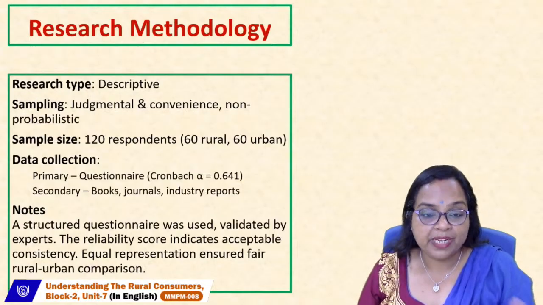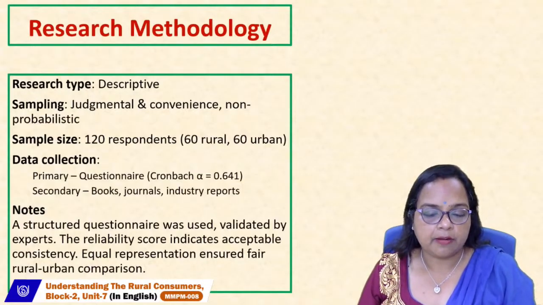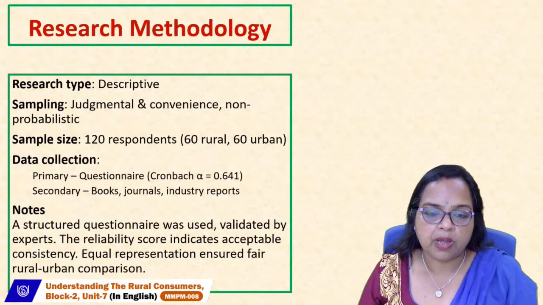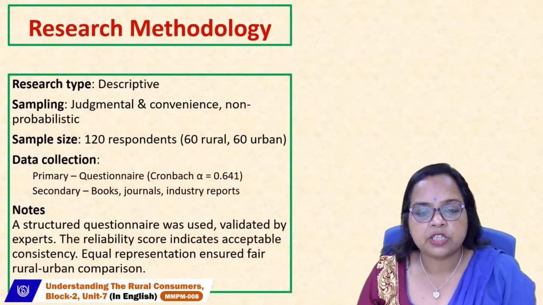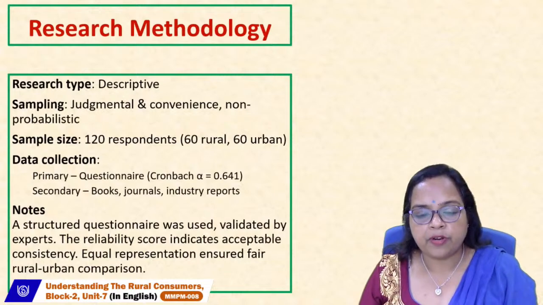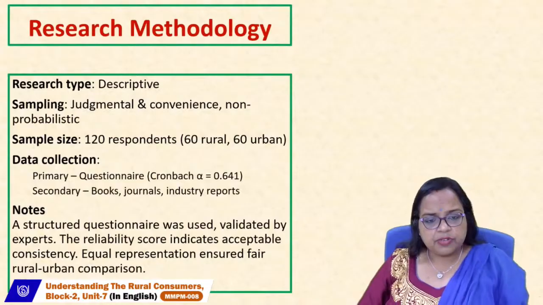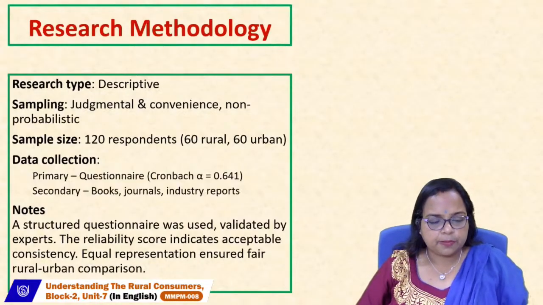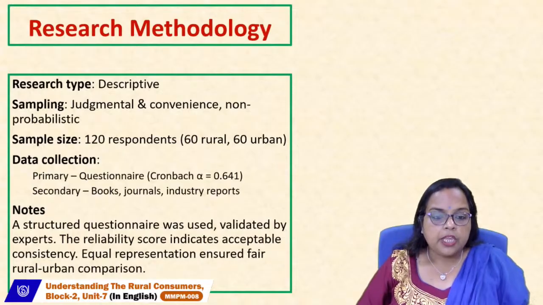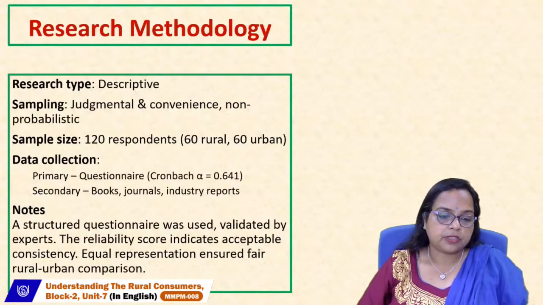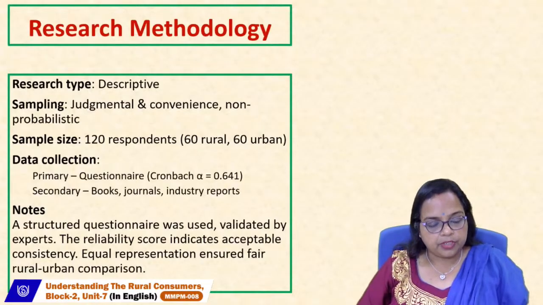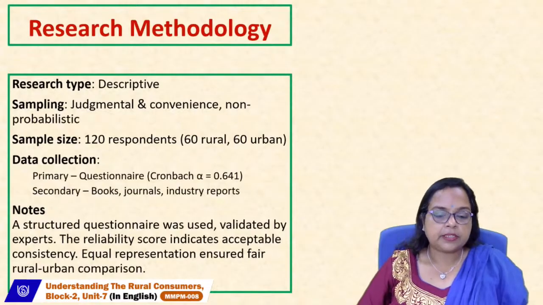To measure this, we usually apply a statistical measurement called alpha. For this case, it is 0.641, and anything more than 0.5 is considered good enough. A structured questionnaire was used, validated by experts. The reliability score indicates acceptable consistency. Equal representation ensures a fair approach for this research. That is, what is the buying behavior of rural buyers, and what is the buying behavior of urban buyers for comparison.